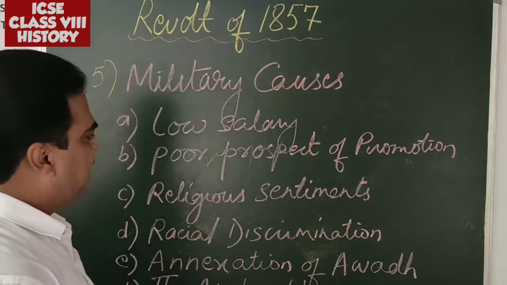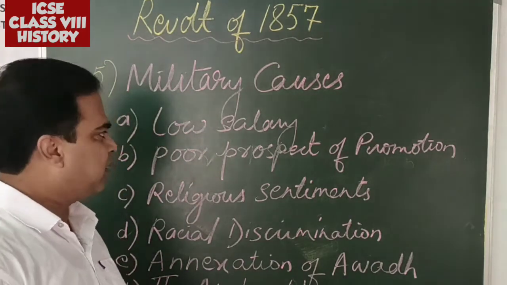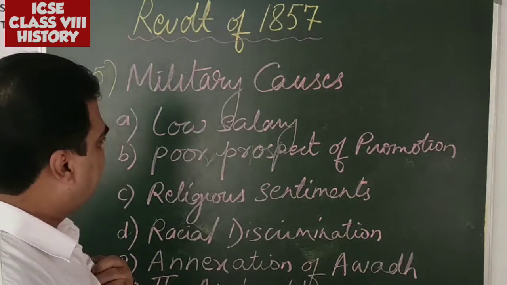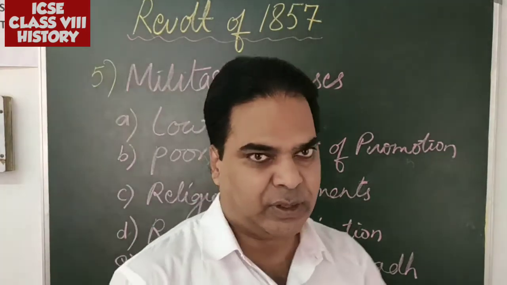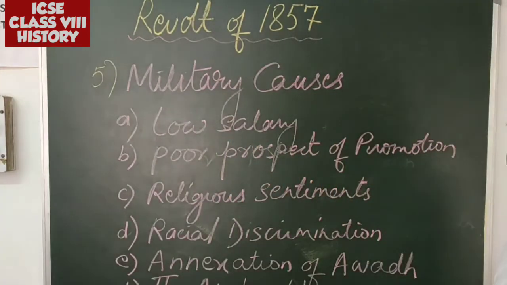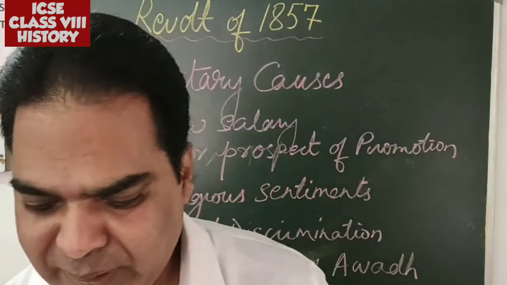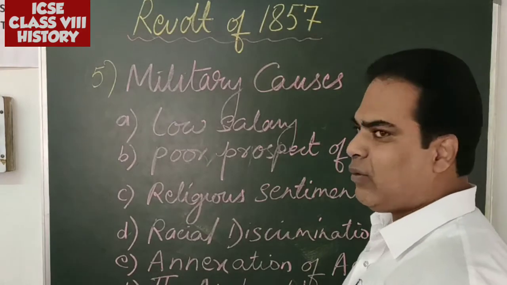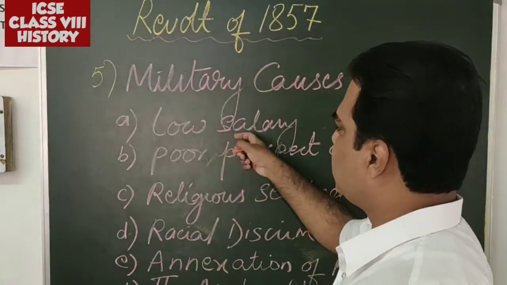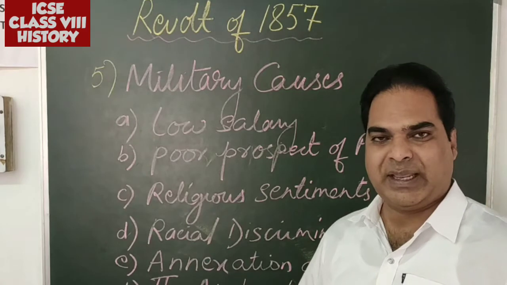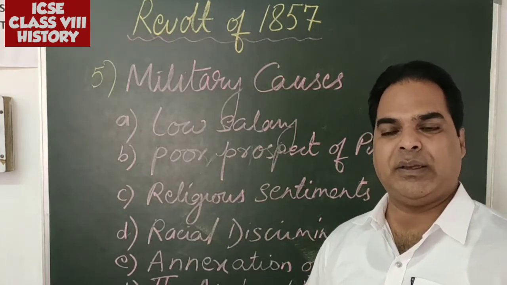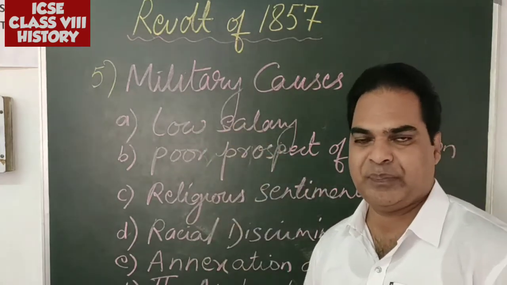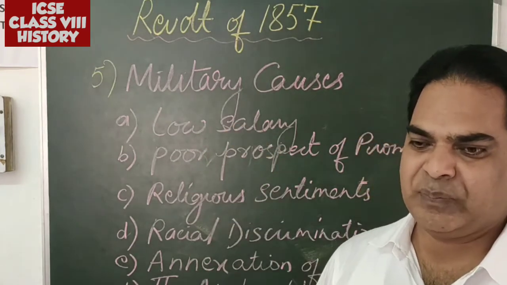The next one is military causes. This is one of the most important causes that was responsible for the revolt of 1857. Now let us try to understand these military causes one by one. You know that the British army was composed of Indian soldiers also. Indian sepoys were also there. Now these Indian sepoys were paid very low salaries. They were capable and able like European soldiers, though they were paid very, very low salaries.